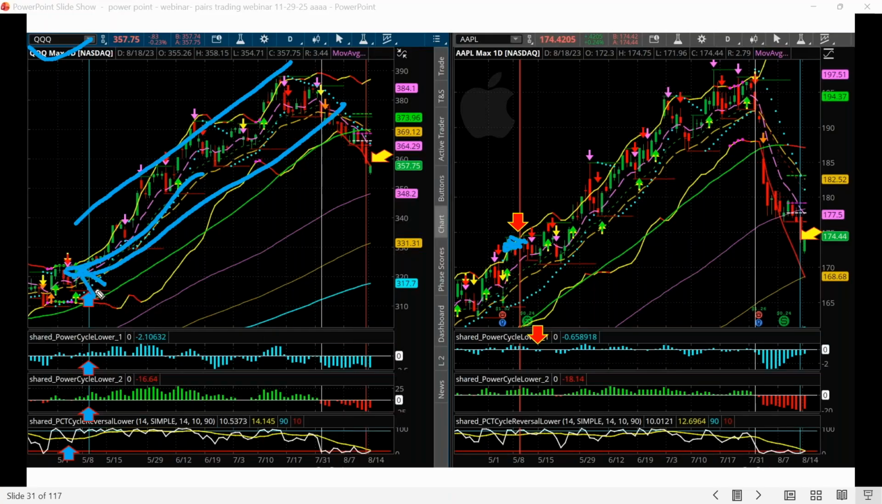Here was Apple at the same point in time. Here was long QQQ at that point in time. Here was short the Apple. You can see Apple went sideways for about two weeks, and then it started grinding up, but it was a really choppy move up. But QQQ was really having a nice trend to the upside. So here's that spread relationship as a pairs trade.